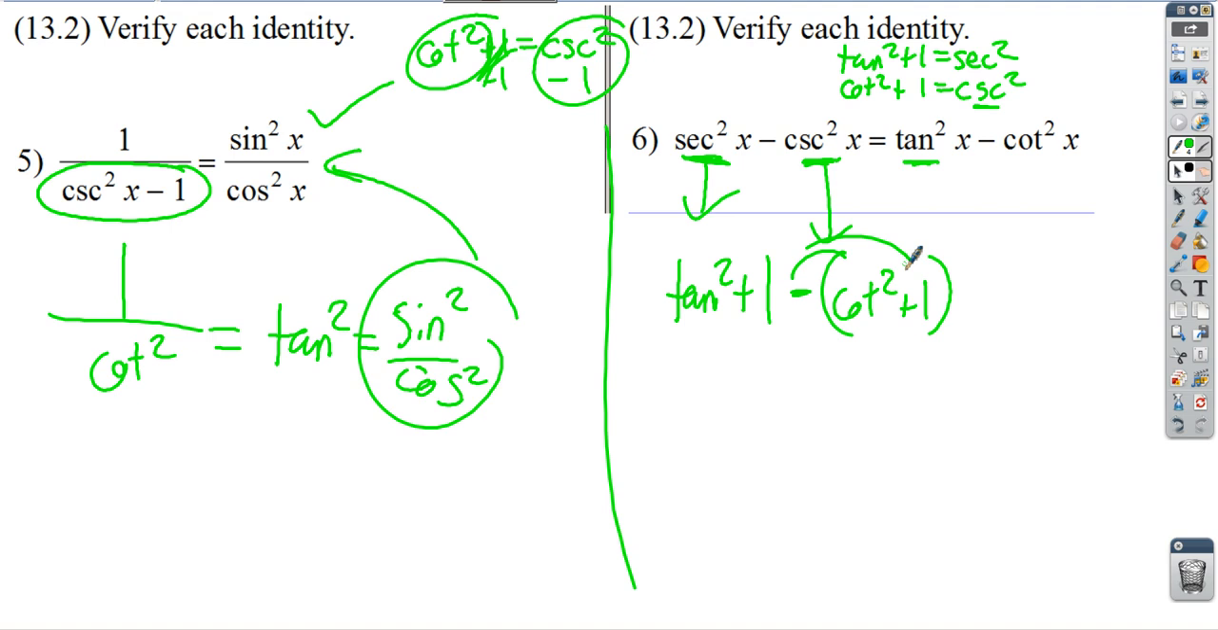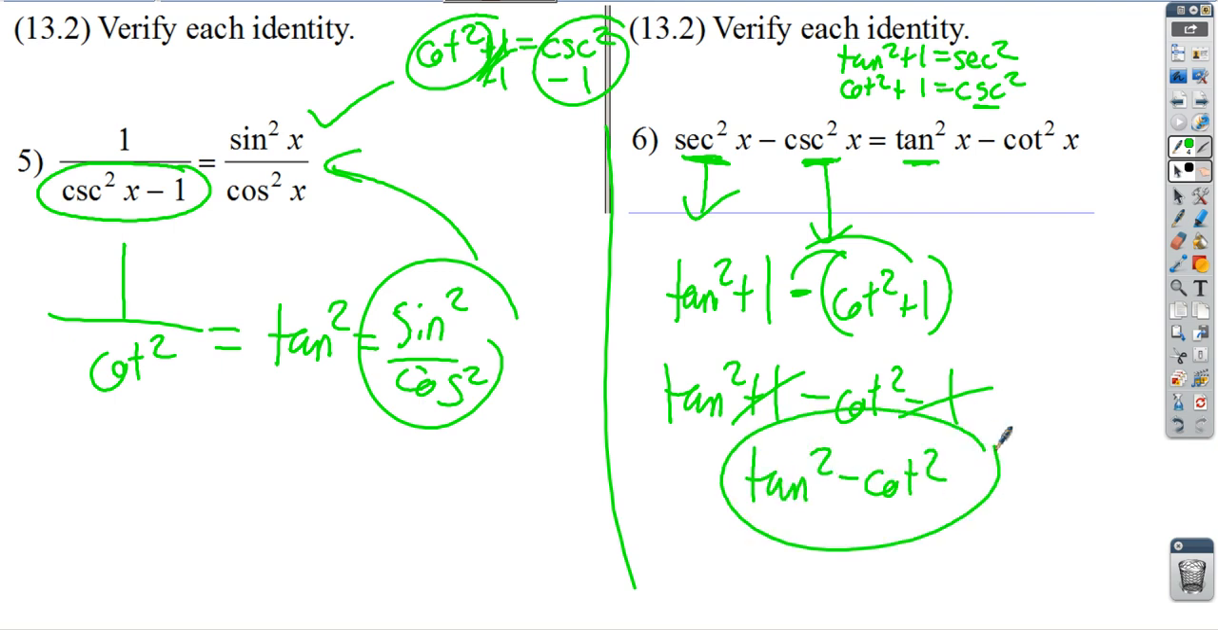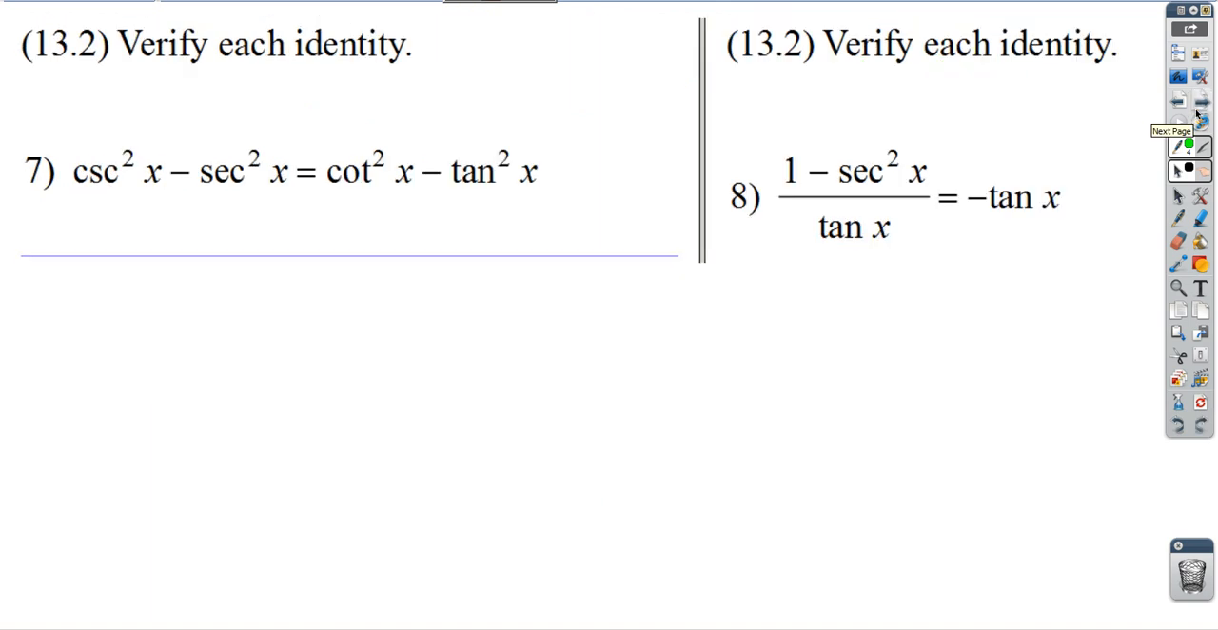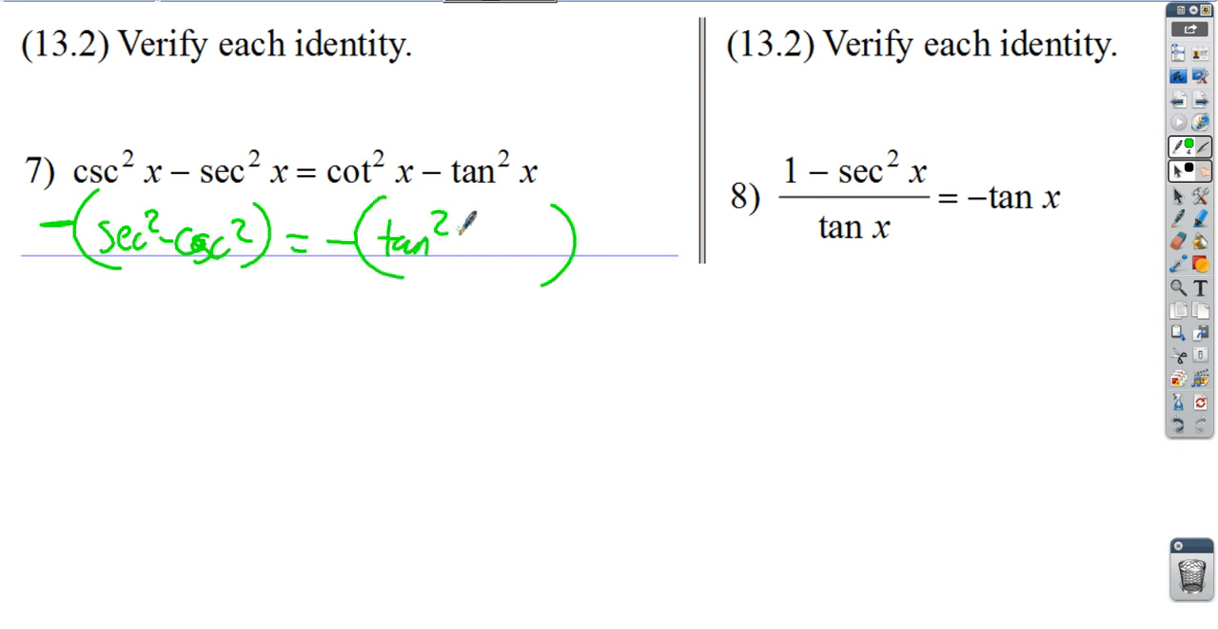And now if we distribute the minus, we'll get this, tan squared plus 1 minus cotan squared minus 1. Those will cancel, and we're left with tan squared minus cotan squared, and that is what we wanted to prove. So we're done. Alright, let's do a couple more here. So this one, actually 7, is almost the exact same as what we just did. It's actually the reverse, so we can skip it. This right here is the negative of sec squared minus cosec squared, and this is the negative of tan squared minus cotan squared, and we just proved this exact thing on the other page, so we'll skip it.